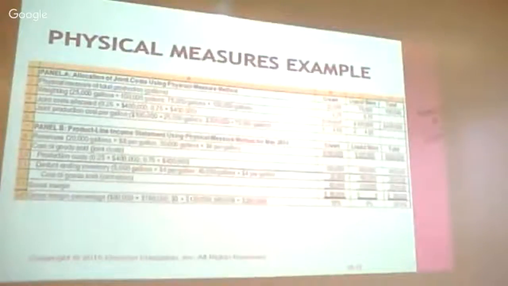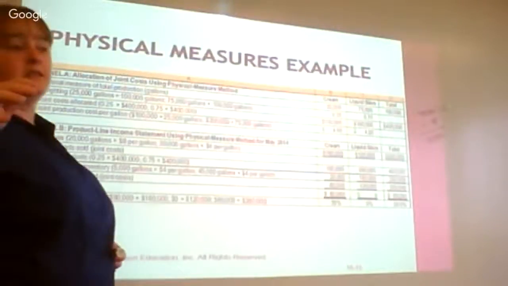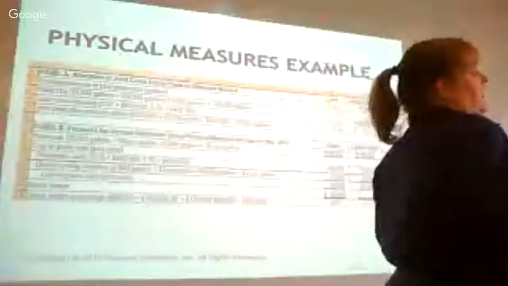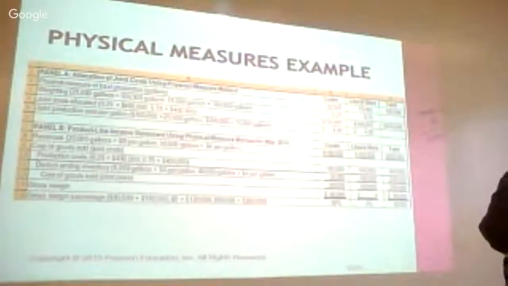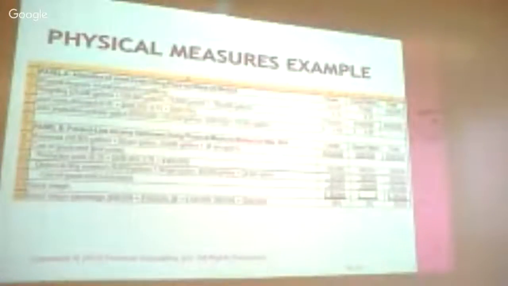All right, so before we dealt with what? Money, right? Now we're going to deal with the actual amount that we produced. So we had a total production of 25,000 and 75,000, which of course equals 100,000. So cream was 25% of the production, and liquid skim was 75% of the production. Same concept. We take the 400,000 times the percentage of the total production.